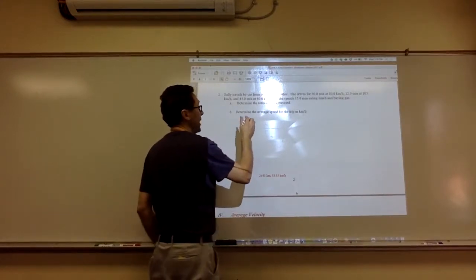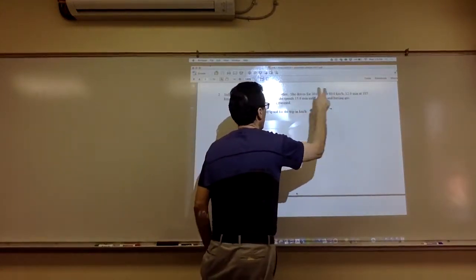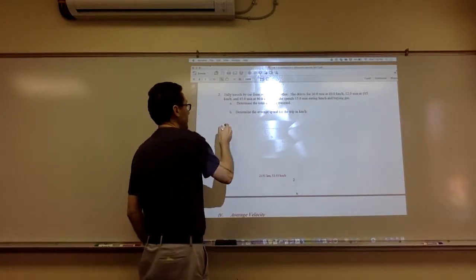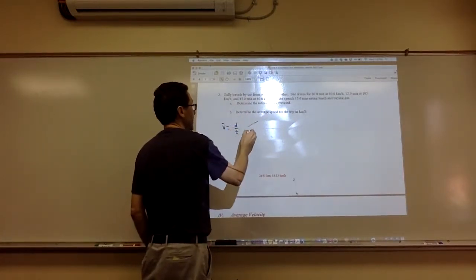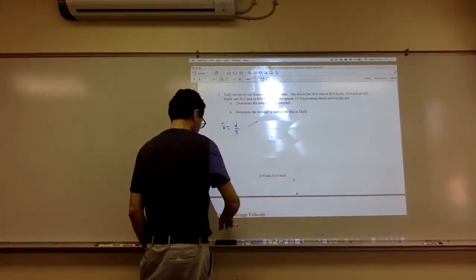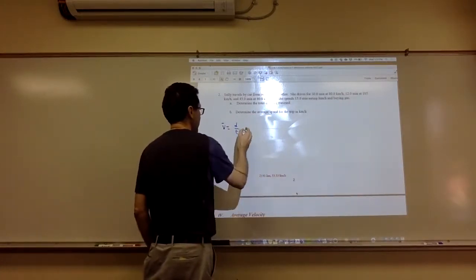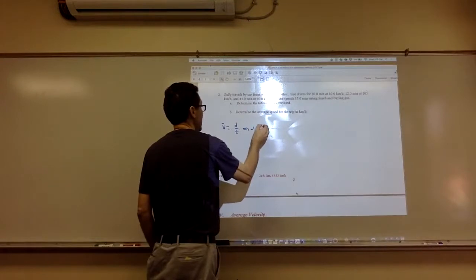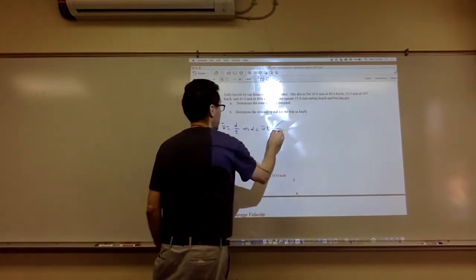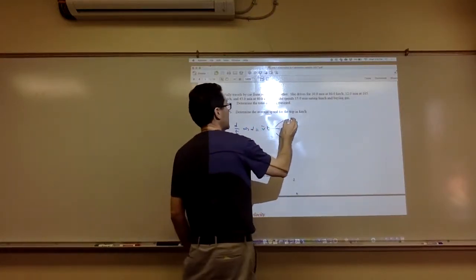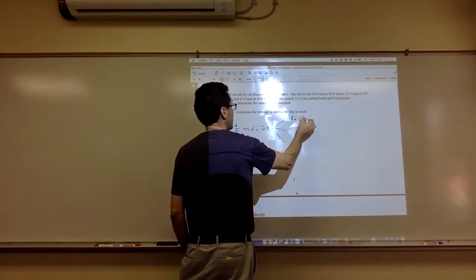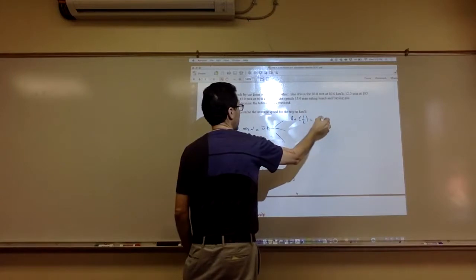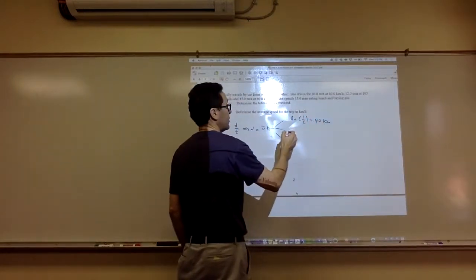So what you have to do is take each part of the trip and do V equals D over T for each part, okay? And find the distance. So basically this means that D is V times T, and you do this multiple times. So the V here is 80, but the time is half, so that's 40 kilometers. That's half an hour.